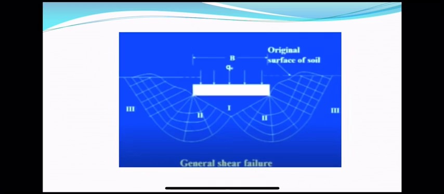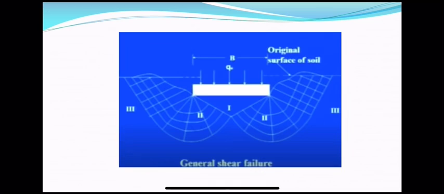Now with the increase in the load, there is a settlement of the structure, and you will find there are three clear cut zones below the foundation. Zone 1 is called the elastic zone, and zone 2 and zone 3 are called the plastic zones. All of you should remember this. Zone 1 is the elastic zone, and zones 2 and 3 are the plastic zones.